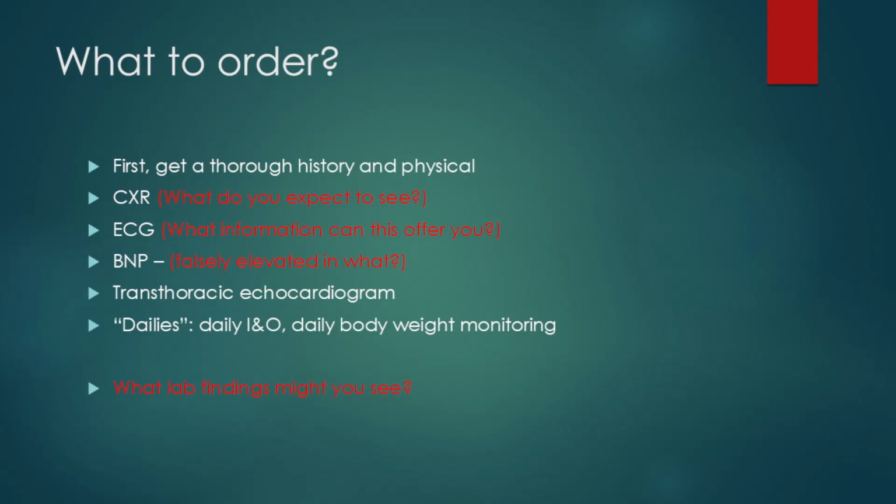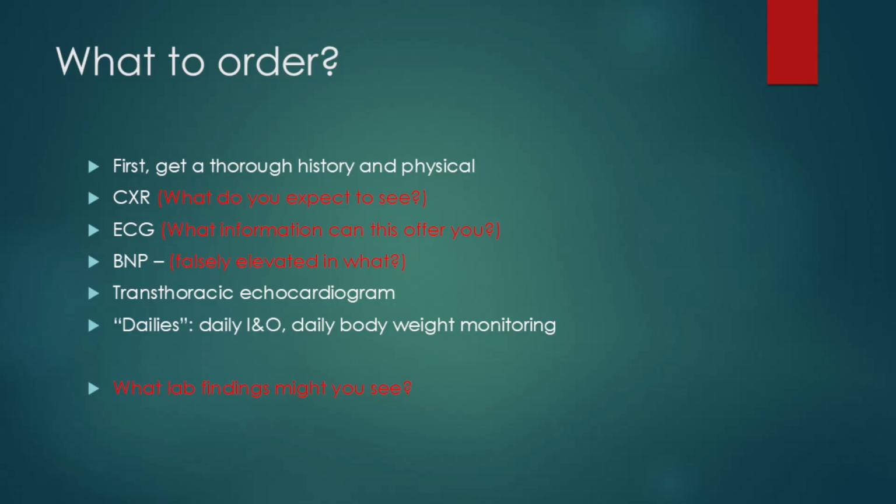Now, what lab findings might you see? And I ask this because it's a pretty common pimping question, right? Some lab findings you might see are hyponatremia, especially in acute reduced ejection fraction, because these patients have low renal perfusion, which essentially means that the renin-aldosterone system is being activated and vasopressin as well.